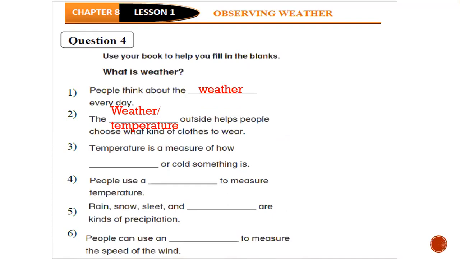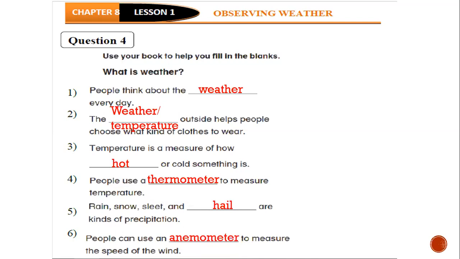Number three, temperature is the measure of how hot or cold something is. Yes. Number four, people use a thermometer to measure the temperature. Five, rain, snow, sleet, and hail are kinds of precipitation. Yes, excellent. Six, people can use an anemometer to measure the speed of the wind. Okay, so this is the correction of the homework.